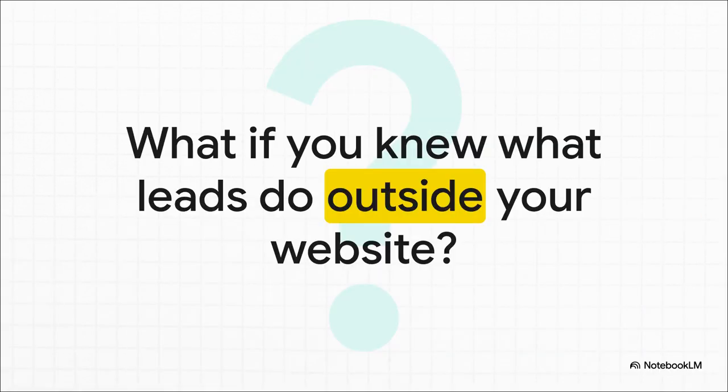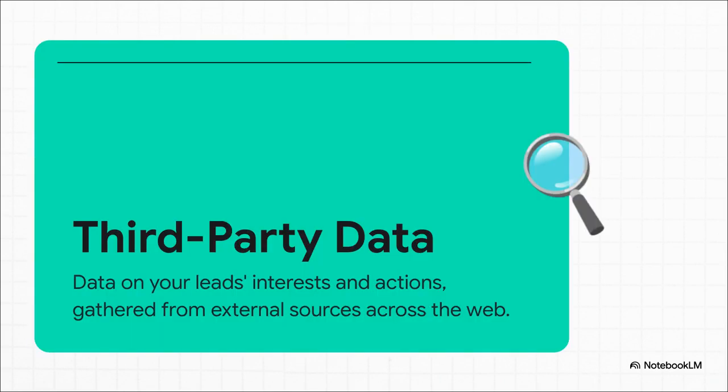I want you to just imagine this for a second. Right now, you probably know what your leads do on your turf, right? On your website, with your emails. But what if you could see beyond that? What if you knew that a lead who's been totally quiet for 6 months is suddenly, right now, researching your biggest competitor? That's the game we're talking about. And the key that unlocks that superpower? It's all about third-party data.